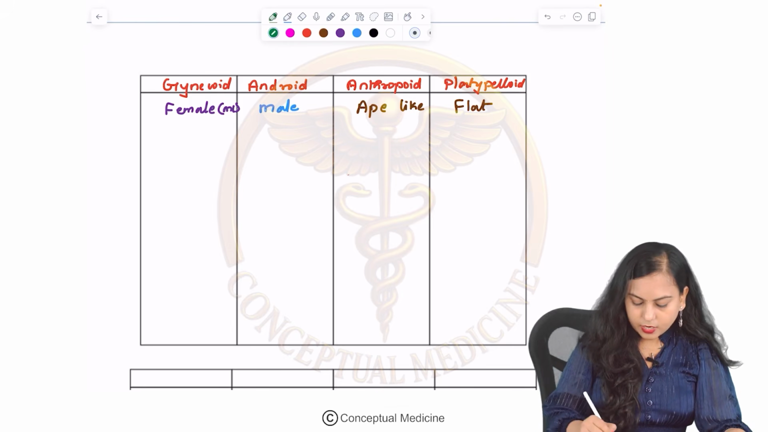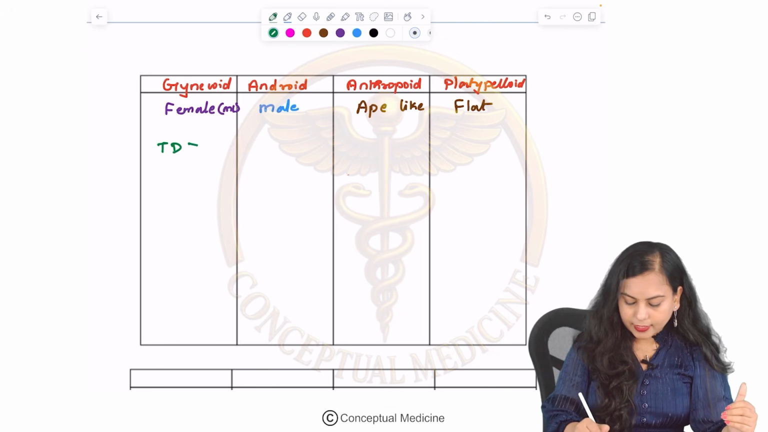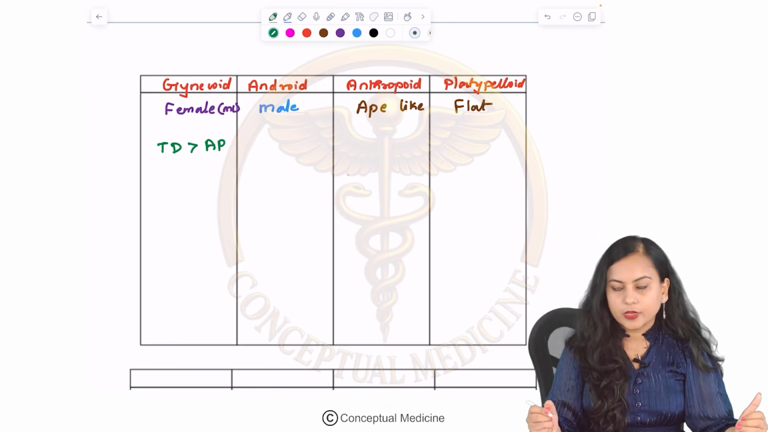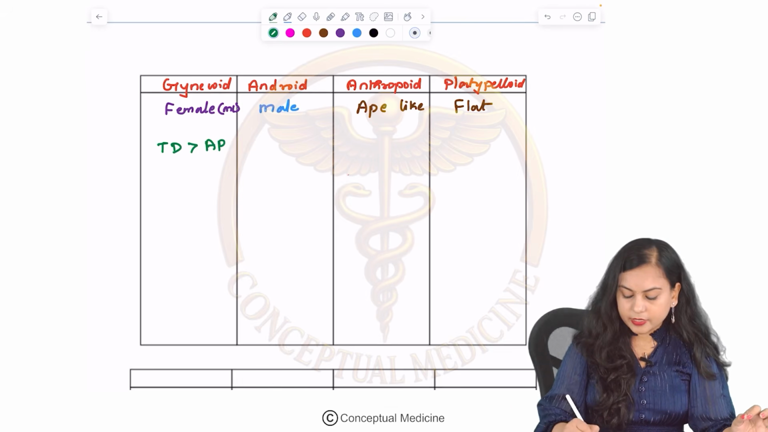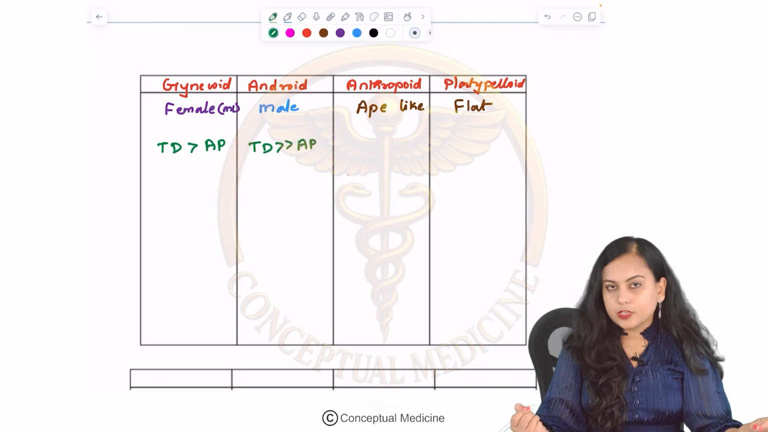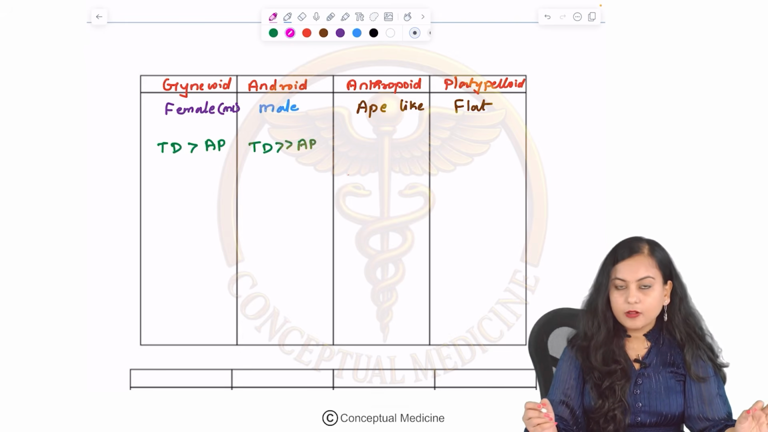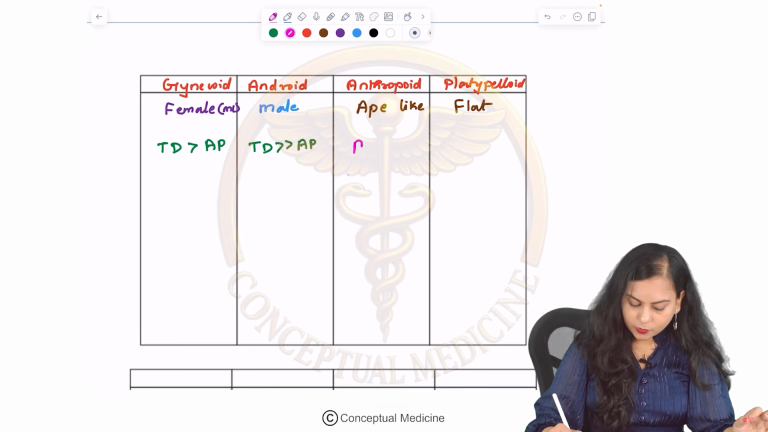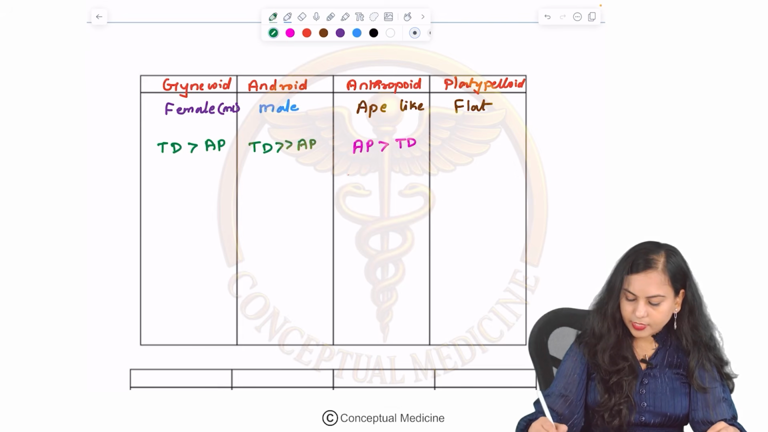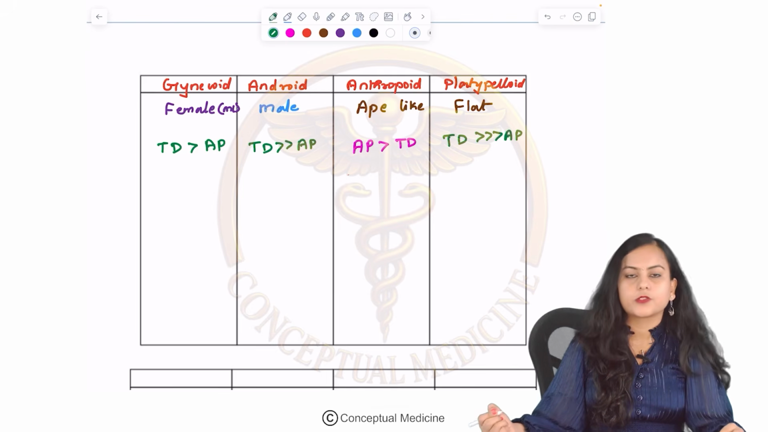Now, the transverse diameter in gynecoid pelvis is going to be slightly more than the anteroposterior diameter. In android pelvis, it is somewhat more than the anteroposterior diameter. Anthropoid pelvis is the only type of pelvis where the anteroposterior diameter is going to be more than the transverse diameter, and in platypelloid pelvis the transverse diameter is going to be very much more when compared to the anteroposterior diameter.